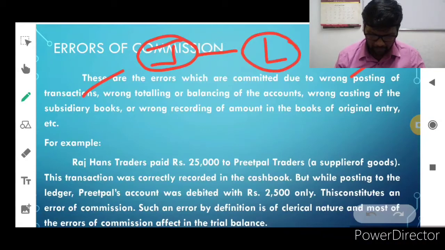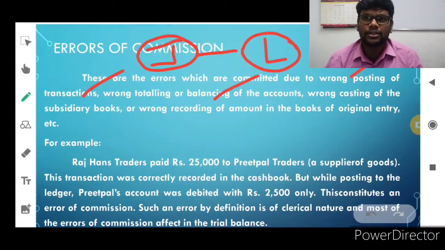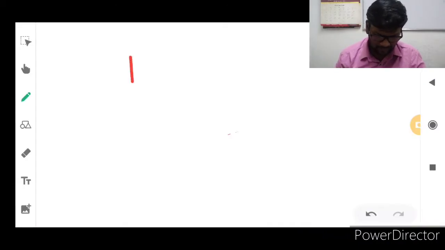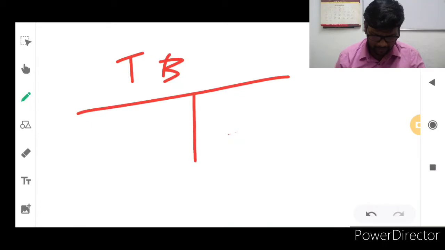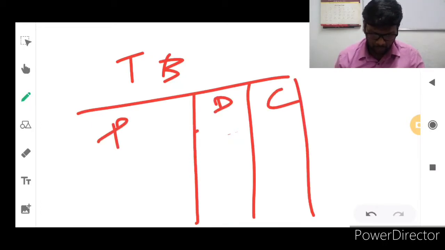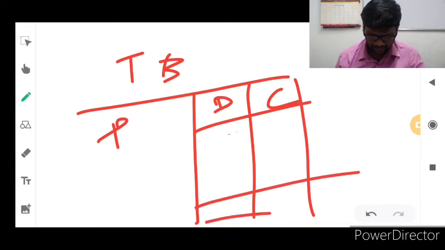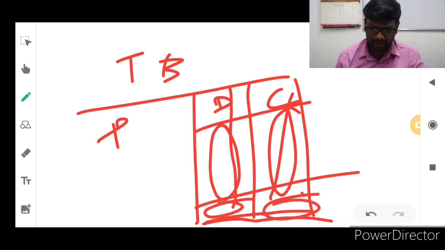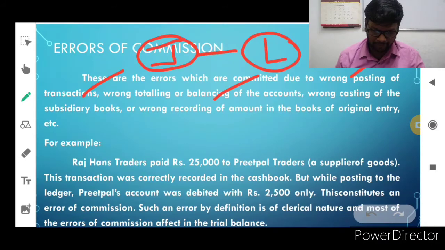Wrong totaling or balancing of the accounts. Wrong totaling. Trial balance, which is called TB, with particulars, debit column and credit column. While we do calculation, we may leave some arithmetical errors. All the transactions on the debit side will be added, and at the same time the credit side will be added, isn't it? Finally both columns should be tallied. So if we leave mistakes while we do calculations in this account.